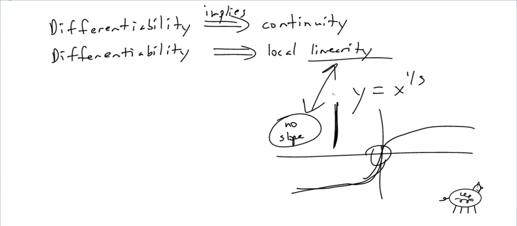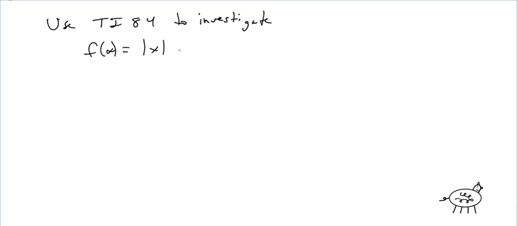All right, so let's use our TI a little bit now to investigate some things here. So we're going to use our TI-84 to investigate. And we're going to look at f of x equals absolute value of x. Of course, you're going to type in y equals abs x. And then what we're going to do is zoom in. So let's just bring up the TI here.